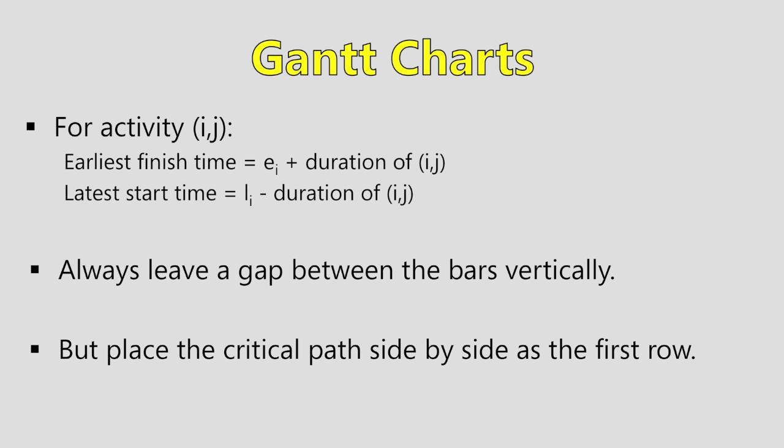For activity IJ, the earliest finish time will be EI plus the duration of IJ, and the latest start time will be LI minus the duration of IJ. Always leave a gap between the bars vertically when you're doing a Gantt chart, and place the critical path side by side as the first row. Again, if you don't know what I'm talking about, have a look.